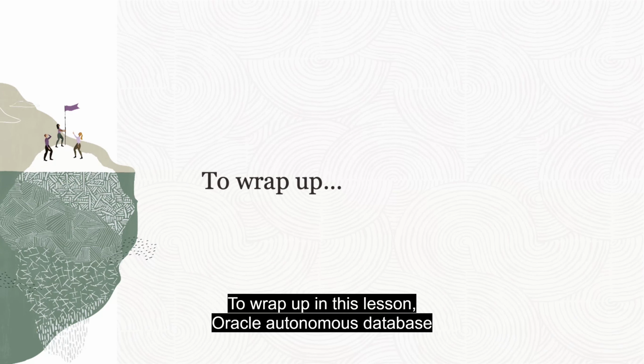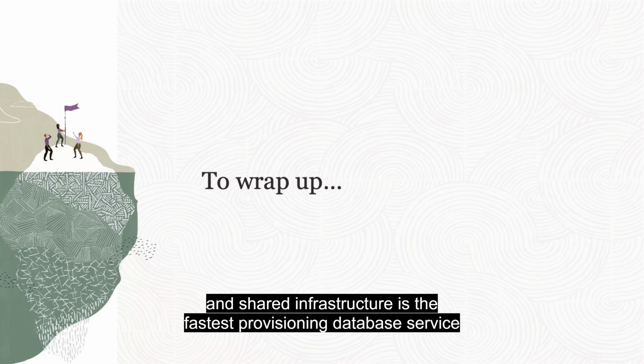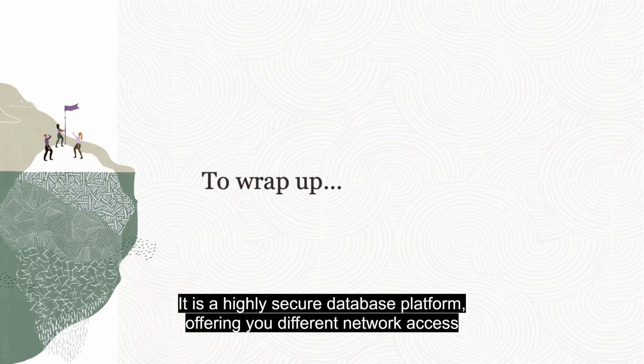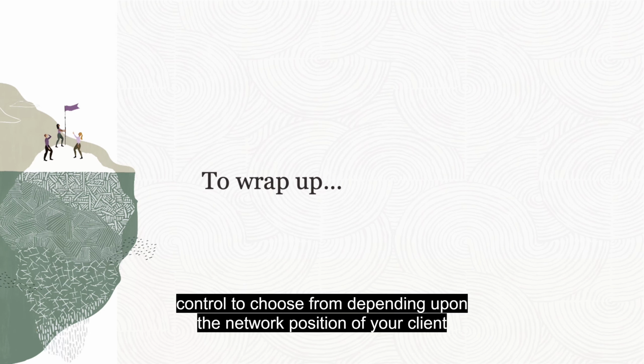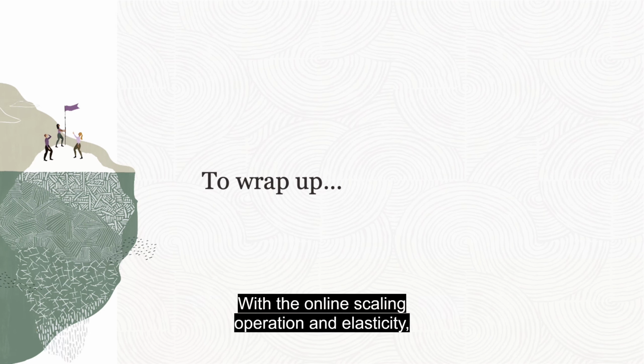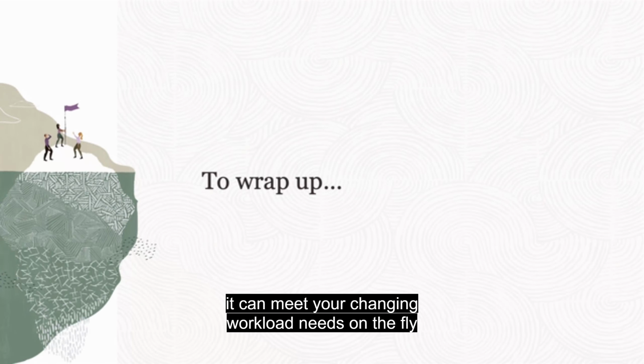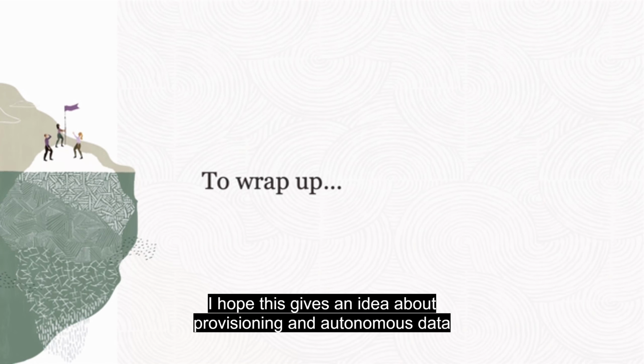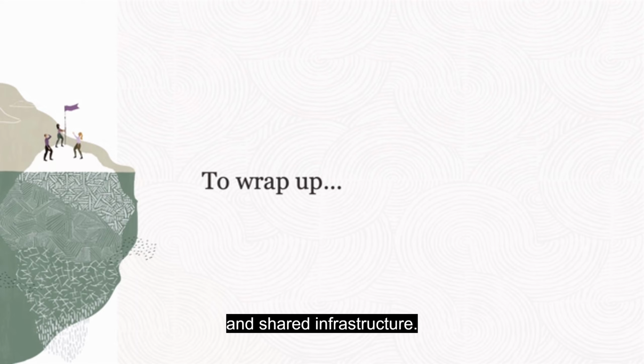To wrap up this lesson, Oracle Autonomous Database and Shared Infrastructure is the fastest provisioning database service in Oracle Cloud Infrastructure. It is a highly secure database platform offering you different network access controls to choose from, depending upon the network position of your client that needs to establish connection. With online scaling operation and elasticity, it can meet your changing workload needs on the fly without affecting the availability of your database. Hope this gives an idea about provisioning an autonomous database and shared infrastructure. Thanks for watching.